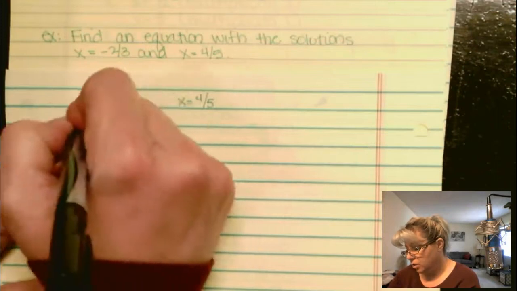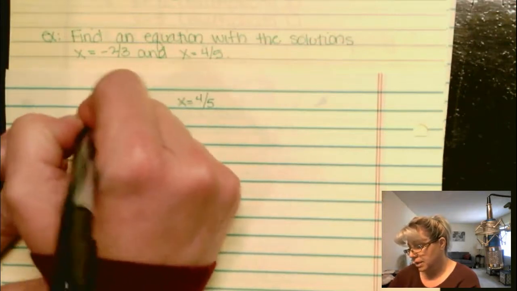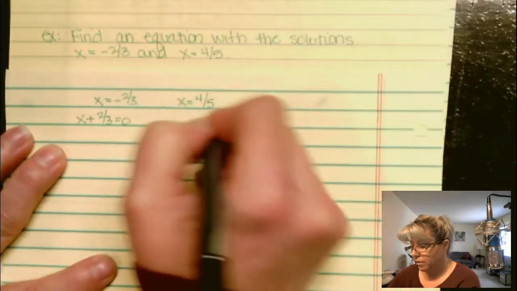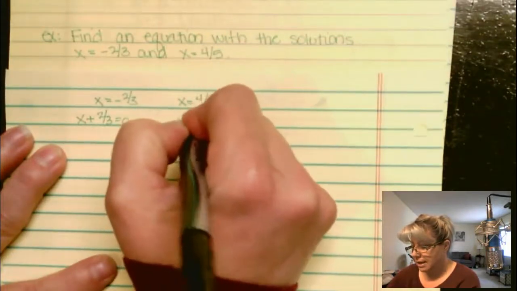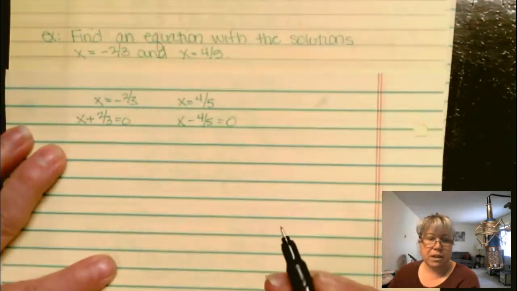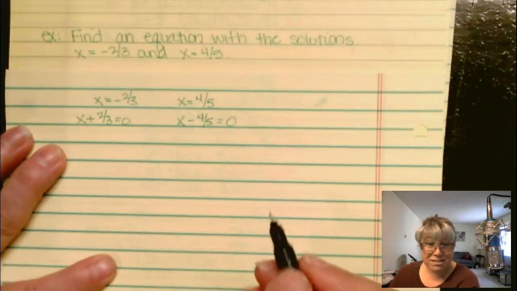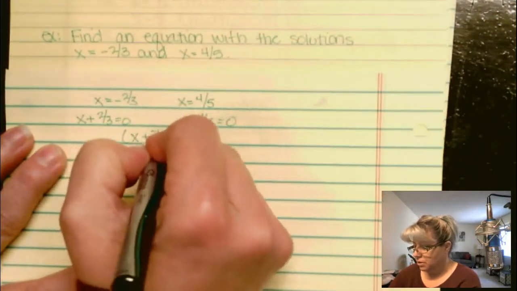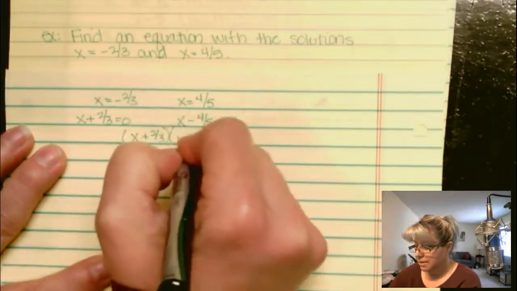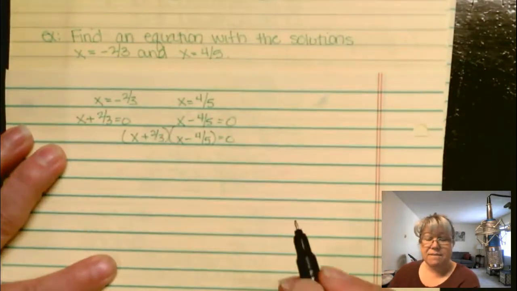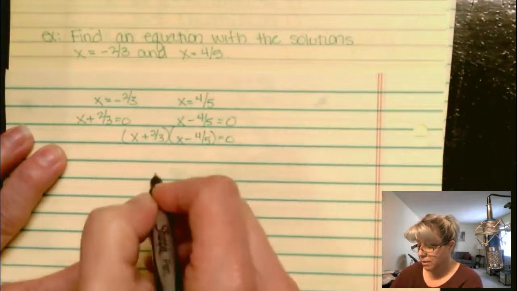So add 2/3 to both sides. I get x plus 2/3 equals 0. Subtract 4/5 from both sides. X minus 4/5 equals 0. Okay, I have my two factors. X plus 2/3 times x minus 4/5 will equal 0. And I can find my equation by doing FOIL here.